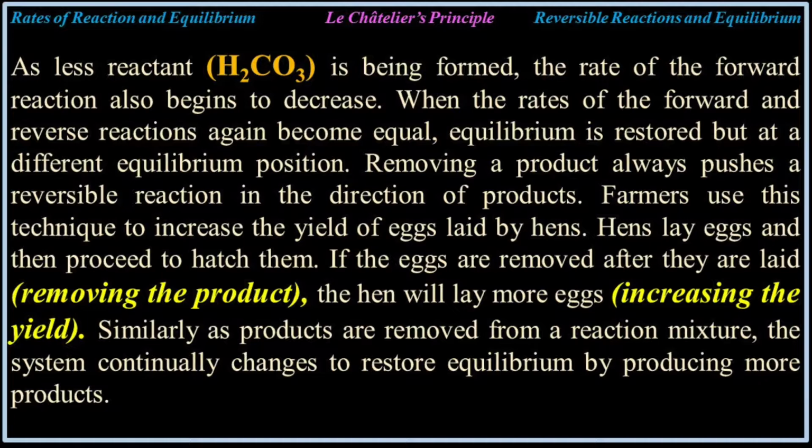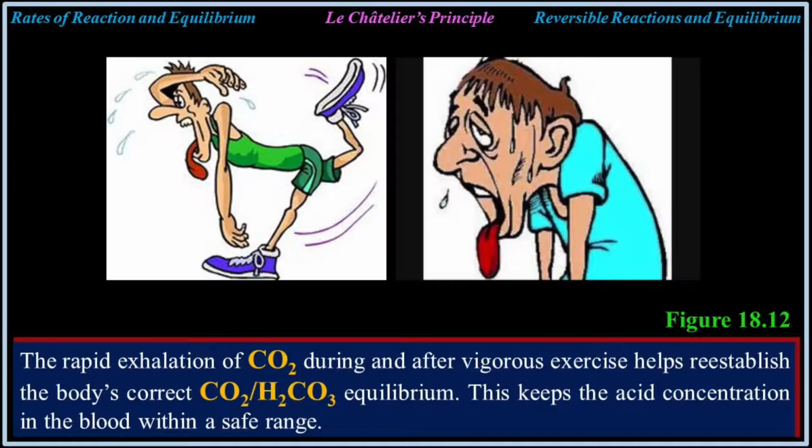Farmers use this technique to increase the yield of eggs laid by hens. Hens lay eggs and then proceed to hatch them. If the eggs are removed after they are laid, removing the product, the hen will lay more eggs, increasing the yield. Similarly, as products are removed from a reaction mixture, the system continually changes to restore equilibrium by producing more products. I like this thing about the eggs.